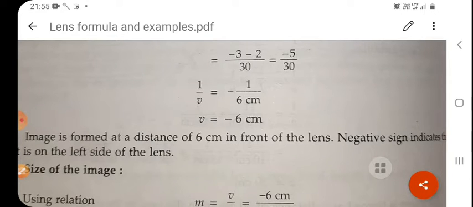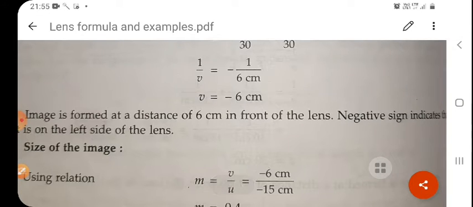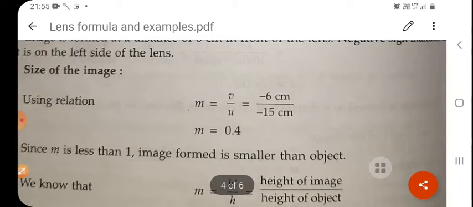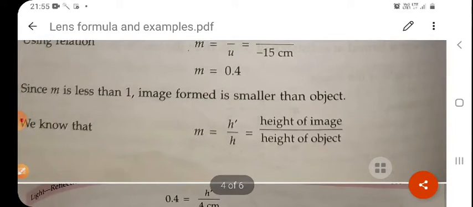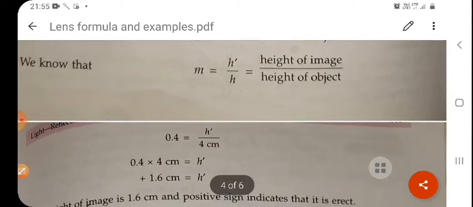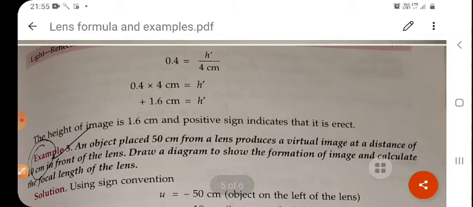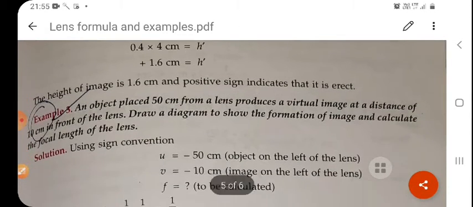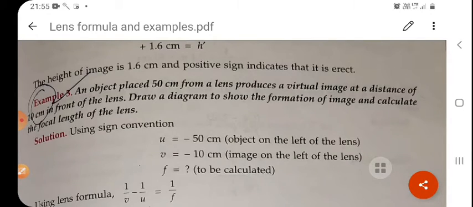It is -6 cm in front of the lens, that is, the negative sign indicates it is formed on the left side of the lens. Okay, so m is equal to v upon u, m is 0.4, and h dash upon h. So it is less than the size of the object. Image will be shorter, and it is erect and virtual.